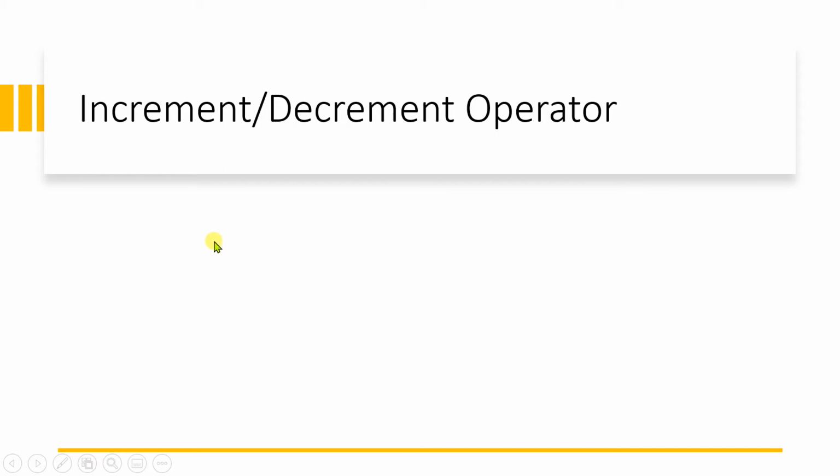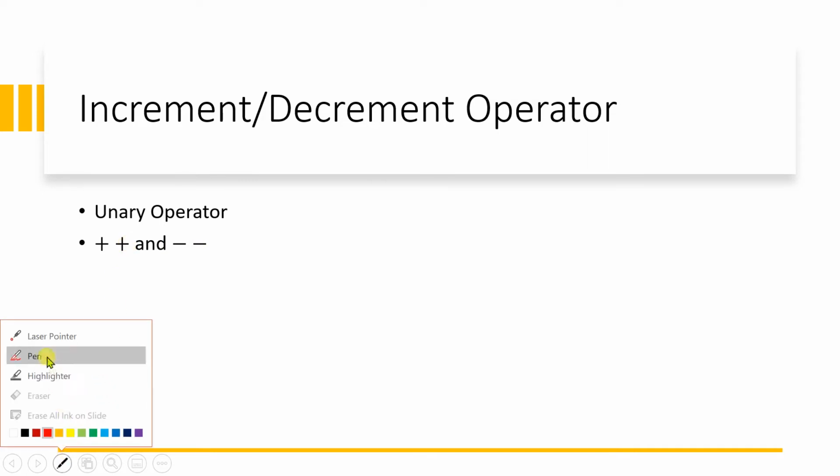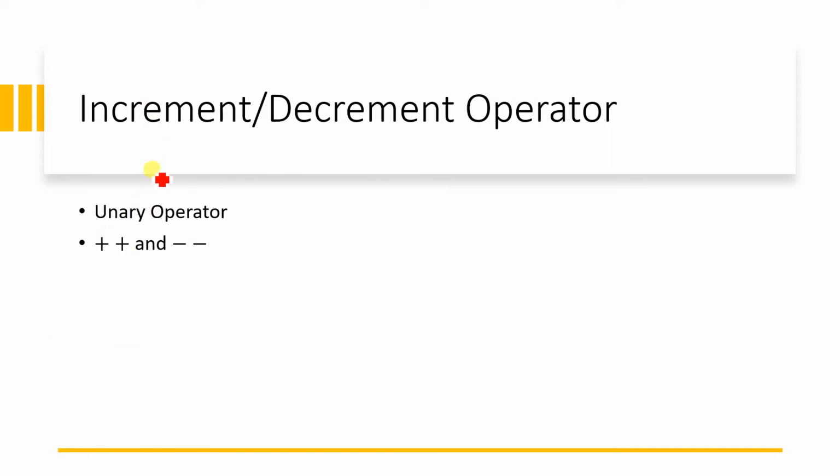So what exactly do the increment and decrement operators look like? Remember, this is a unary operator and it looks like this, that is plus plus and minus minus. So the plus plus operator indicates an increment operator, and the minus minus indicates a decrement operator. So what exactly is the meaning of these two operators?